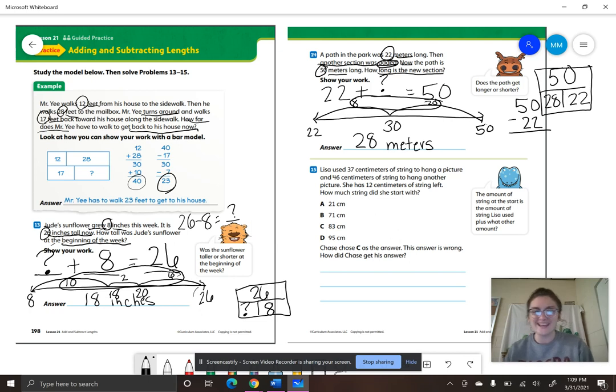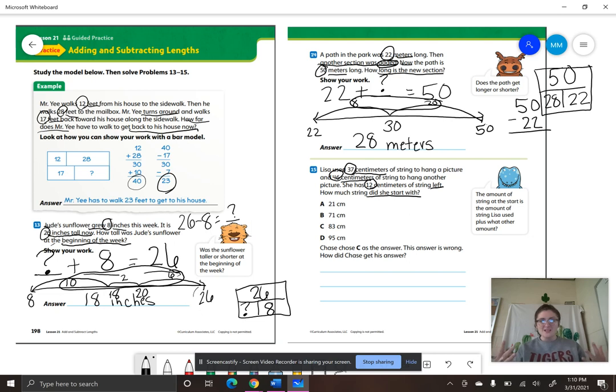Okay, let's read that again. Lisa used 37 centimeters of string to hang a picture and 46 centimeters of string to hang another picture. She has 12 centimeters of string left. How much did she start with? How much string did she start with?